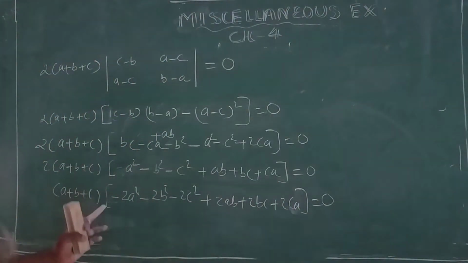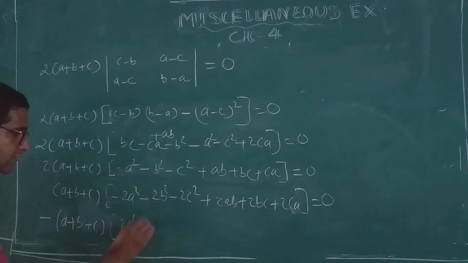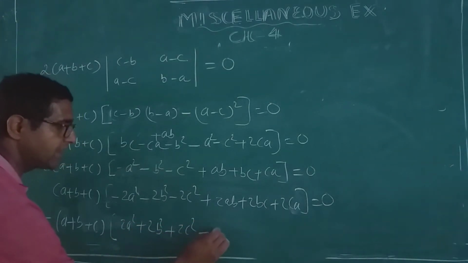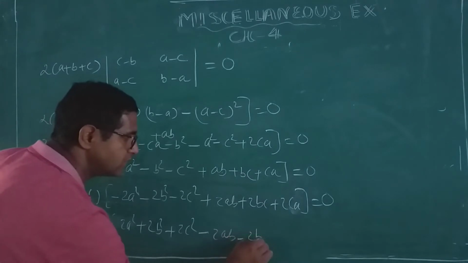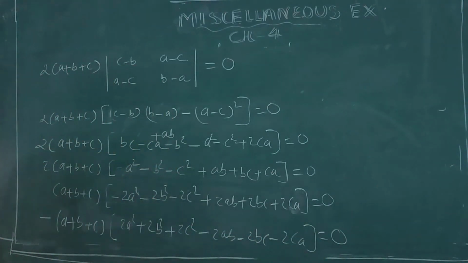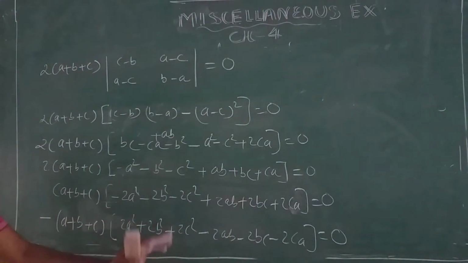Okay. Now you can take minus common. After taking minus common, the resultant form will be like that: twice A square plus twice B square plus twice C square minus twice AB minus twice BC minus twice CA. This is the concept of class 12. Now you will rearrange it.